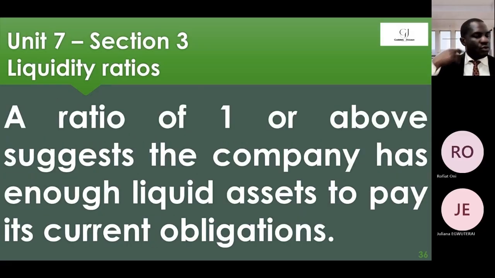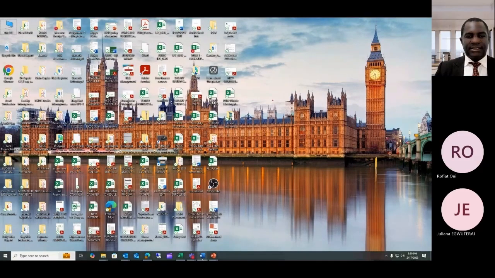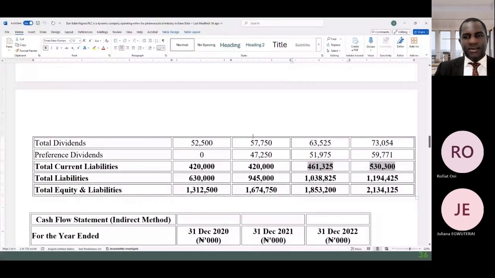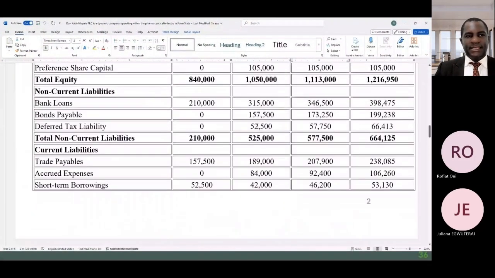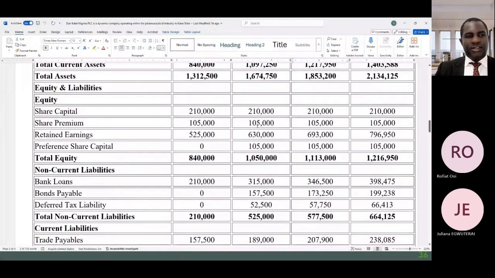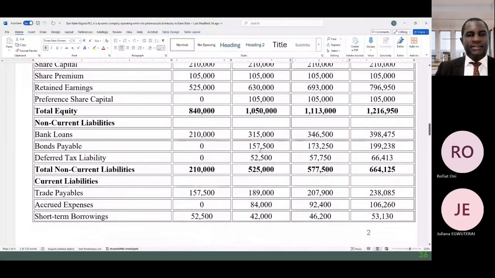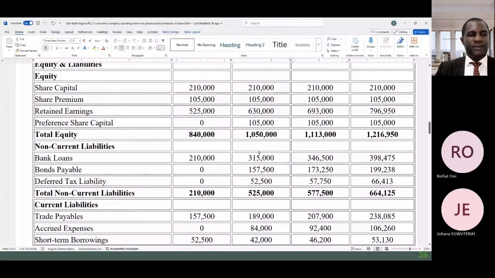Very important. So where you have 1 and above, especially for quick asset ratio or acid test ratio, the company is sufficient enough to meet its day-to-day obligations. So let's quickly do that with Kabir, and let's see, excluding inventory, if they meet that benchmark of above 1, which is the general benchmark anyway.